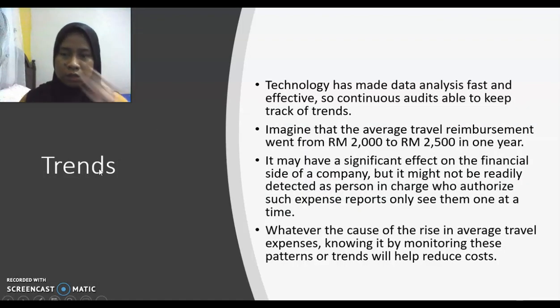The last one is looking at the trends. Since technology has made data analysis fast and effective, continuous audits are able to keep track of trends. Using our previous example, you can see that the average travel reimbursement went from 2,000 to 2,500 in a year. Whatever the cause of the rise in average travel expenses, by knowing the trends or patterns, this will help the companies to reduce the cost.